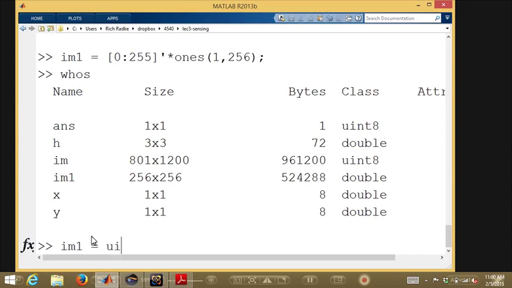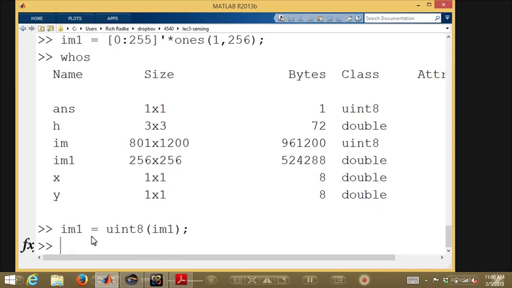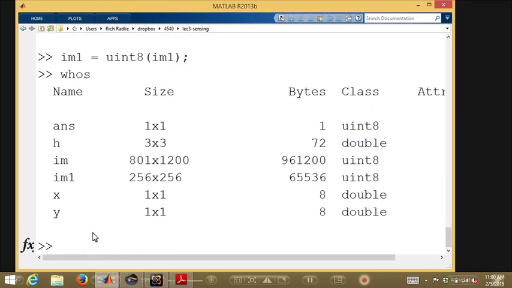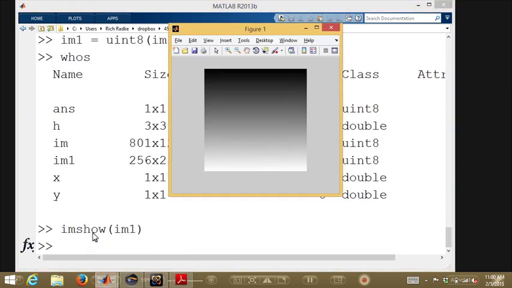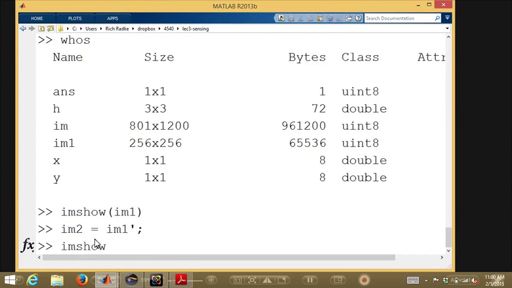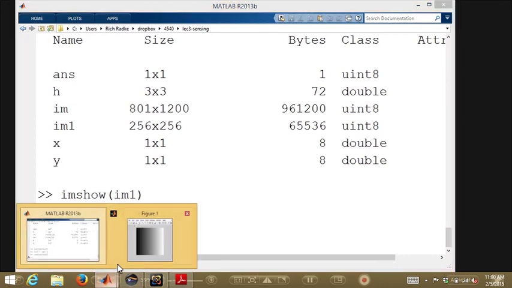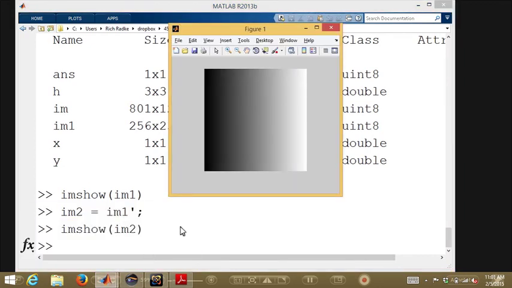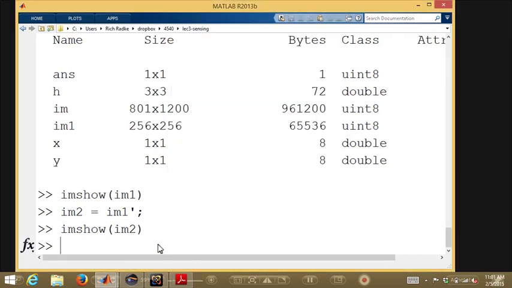So if I want to make this more like something that I would read out of a file, then I could cast it into uint8. It would have the same values, but it would take up a lot less space, okay? And if I were to look at that image, then I get this smooth ramp. And so let's make another image that is just the sideways version of this first one.